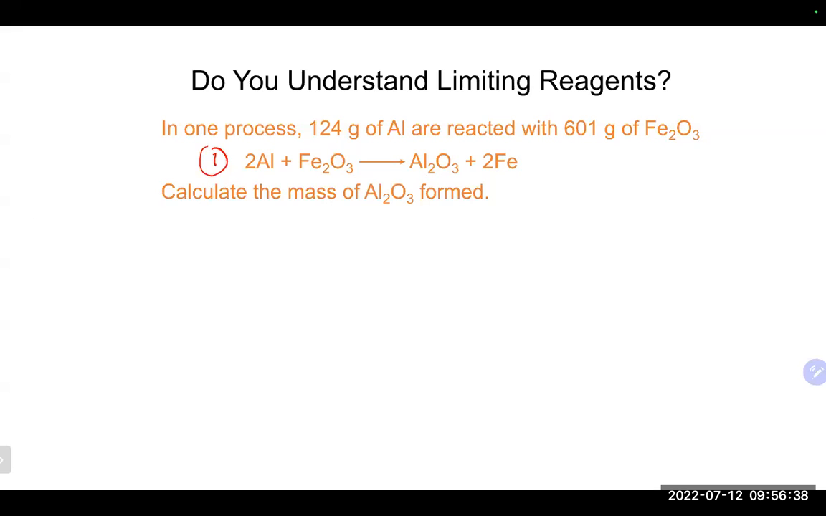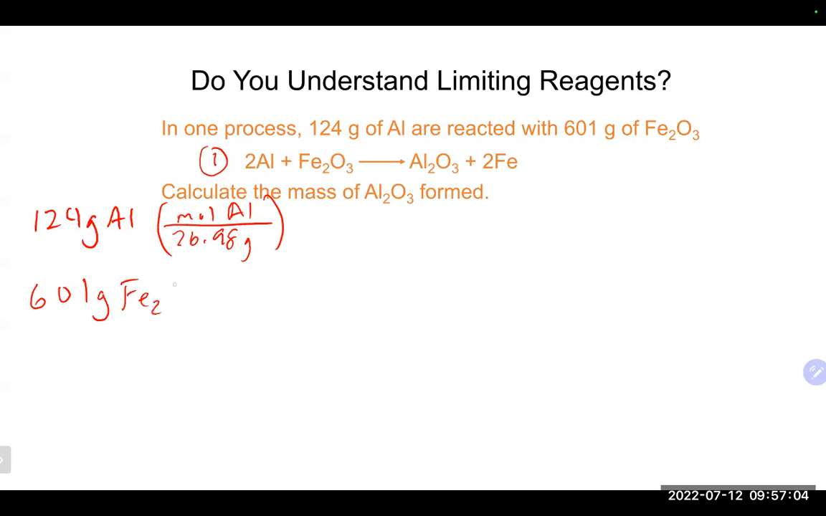So we're going to take 124 grams of aluminum. We're going to use the molar mass from the periodic table. I think it's still 26.98, I think. That's good. Getting old. 26.98 grams per mole. We'll also do the same thing with our iron 3 oxide. We've got 601 grams of iron 3 oxide, adding up the molar mass from the periodic table here.